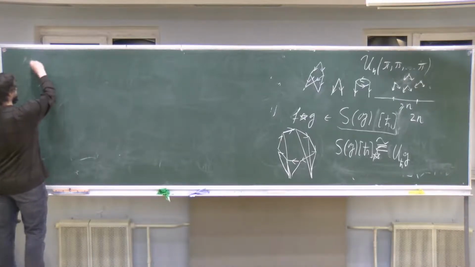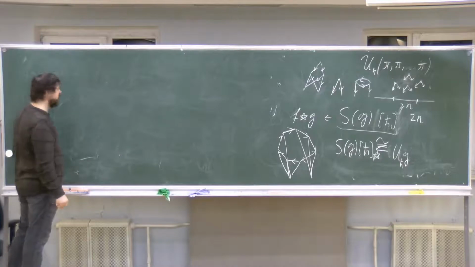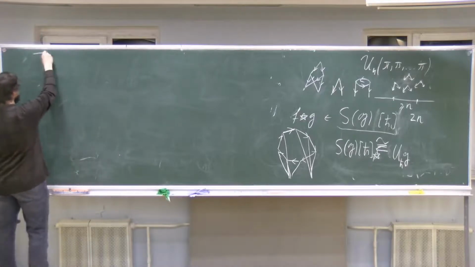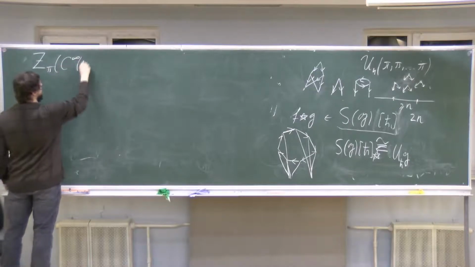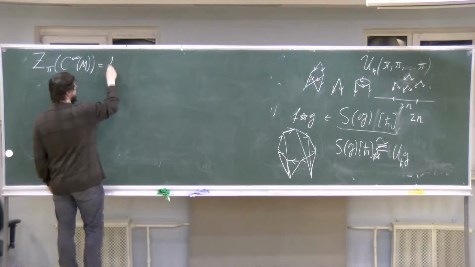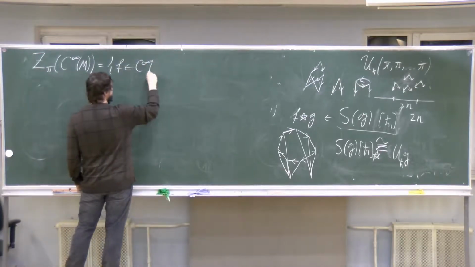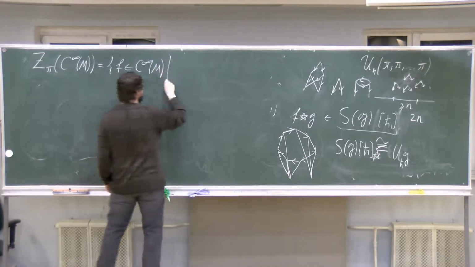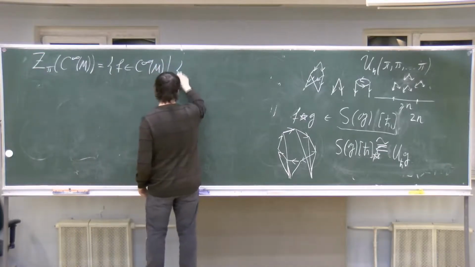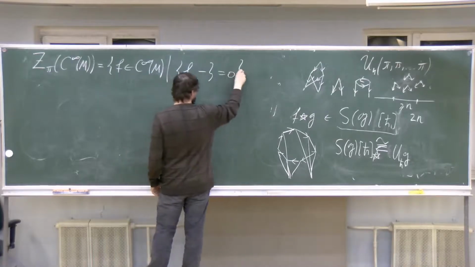Let me recall that if you have a Poisson algebra, the algebra of functions on a Poisson manifold, or just an algebra with a Poisson bracket, the Poisson center of this algebra is the set of all functions f in C infinity of M such that the Poisson bracket of f with anything else is equal to 0.